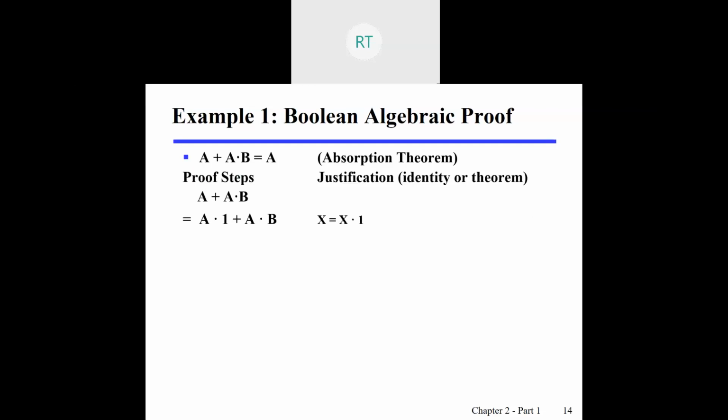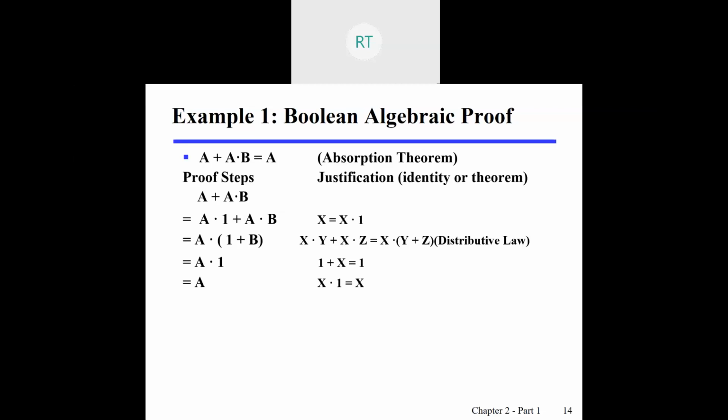A is A times 1 plus A times B. Now you take A as a common factor, you will have 1 plus B. And 1 plus B, as a rule, is equal to 1. It's going to be A and 1. And this is equal to A. Okay, and these are the steps of the proof.